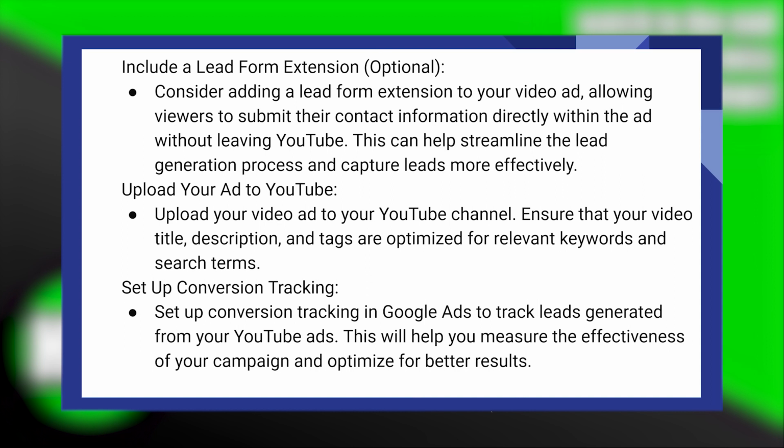Upload your video ad to your YouTube channel. Ensure that your video title, description, and tags are optimized for relevant keywords and search terms. Set up conversion tracking in Google Ads to track leads generated from your YouTube ads. This will help you measure the effectiveness of your campaign and optimize for better results.